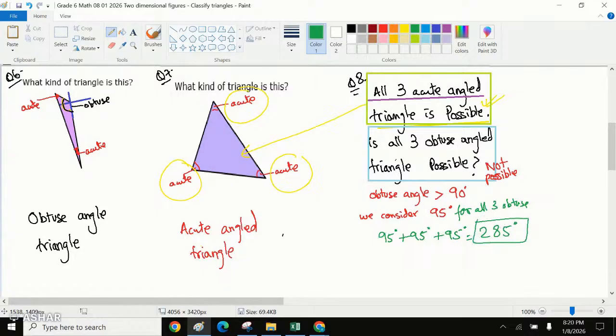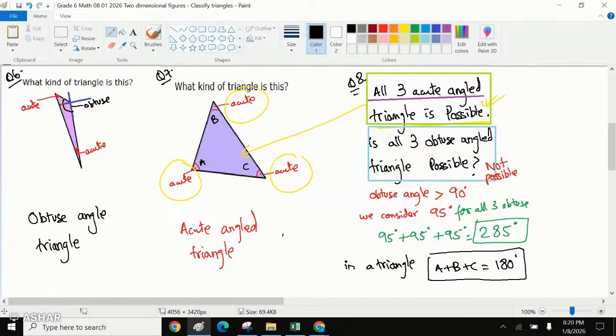Which is not possible for a triangle, because we know that in a triangle, the sum of all the angles A plus B plus C can only be 180 degrees. But if all the three angles are obtuse, right, the answer will be more than 180. That is not possible for us, right? So one obtuse with two acutes is possible, and three acute is also possible, right? Thank you so much, Princely.